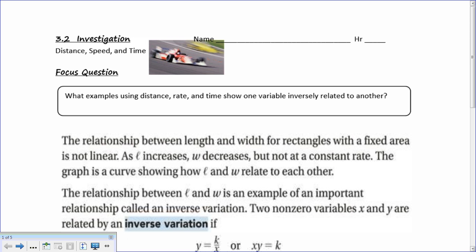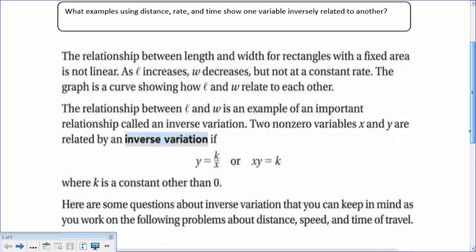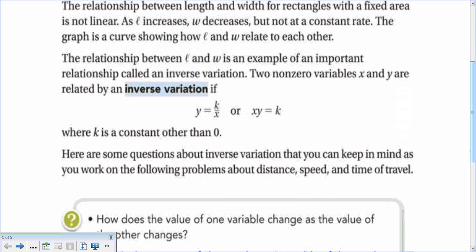The relationship between L and W is an example of an important relationship that we call inverse variation. And they show you two equations here. Two non-zero variables, x and y, are related by an inverse variation if, and again, x and y meaning they're not zero, they can't be zero, you get y equals k over x. You can also use x equals k over y, either one, or x times y equals k, just like we worked about, where k is a constant other than 0. That's our number that always stays the same.